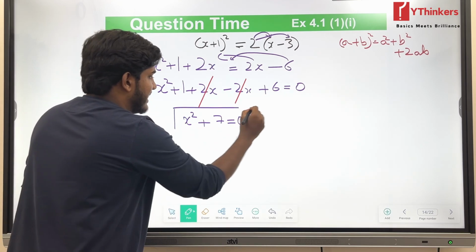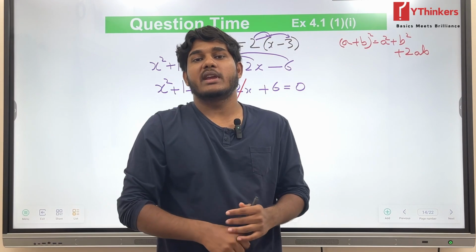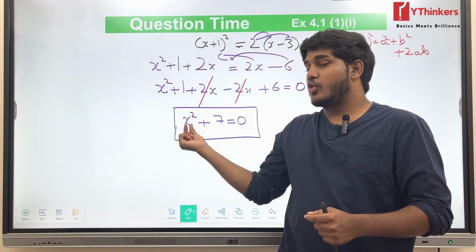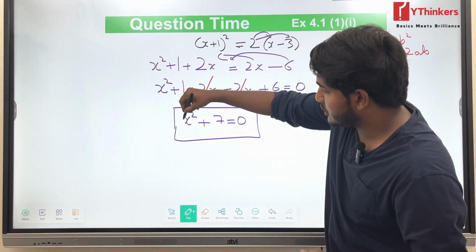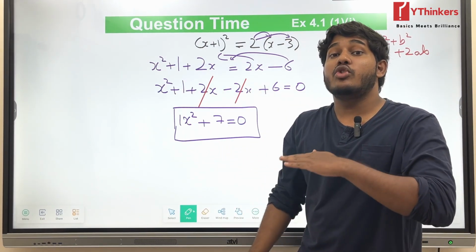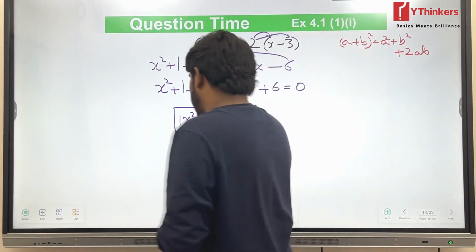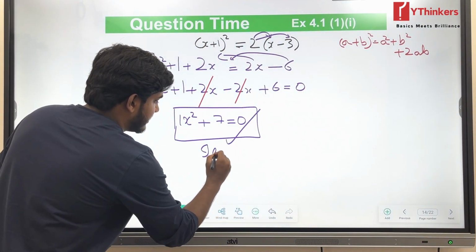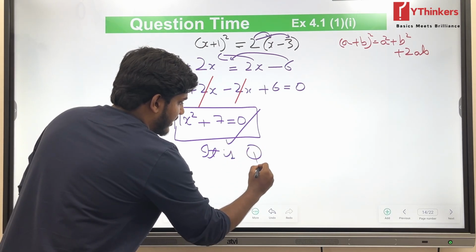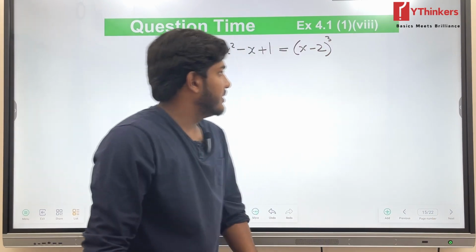Now, is this a quadratic equation? Yes, it is a quadratic equation. Why? The coefficient of x square is nothing but 1, it will be 1 here. The coefficient of x square is not 0, it is 1. So this is a quadratic equation. I'll write it. It is a quadratic equation. Okay, let's look at one more example.